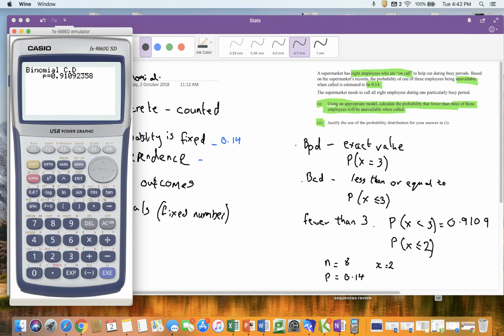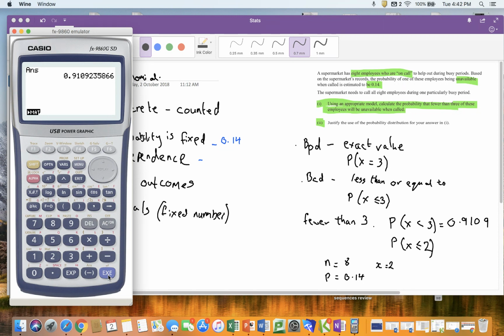A couple of quick things about the calculator. If I need to now use that answer, I can use the answer button, and that probability has been stitched into the answer button. So if I then have to use that answer because I need to subtract it from 1 or whatever else, I can do that really simply.